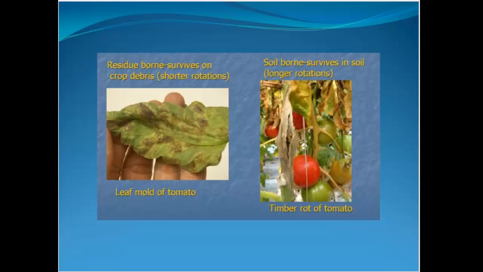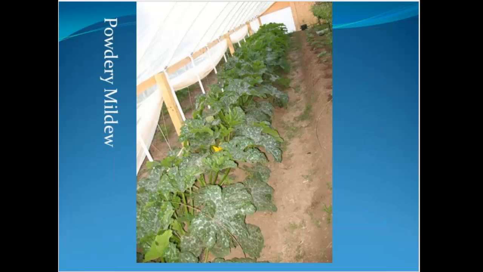Another example is timber rot of tomatoes, which we will commonly see outdoors, but it will impact only a very low percentage of the plant population in our field. In a high tunnel environment, we often see it colonizing and resulting in the death of a much higher percentage of the plants and having a much greater impact on our yield and profitability.